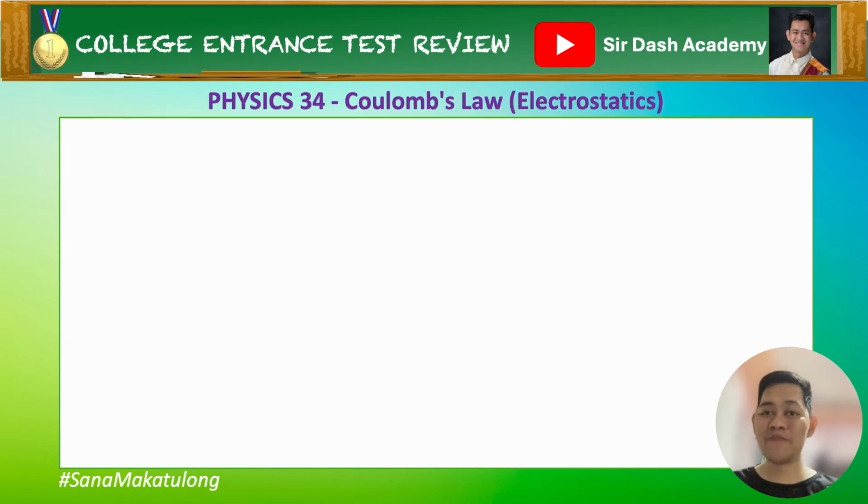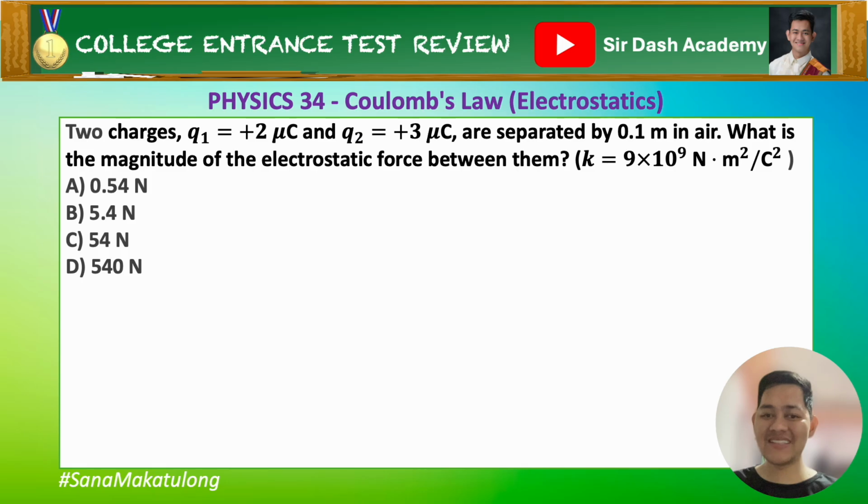Physics 34, Coulomb's Law, Electrostatics. Two charges Q1 equals positive 2 microcoulombs and Q2 equals positive 3 microcoulombs are separated by 0.1 meter in air. What is the magnitude of the electrostatic force between them? Use K equals 9 times 10 raised to 9 Newton meter squared per coulomb squared.